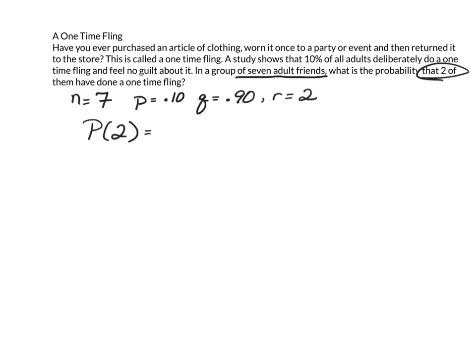So the probability that 2 of our 7 friends have committed a one-time fling is equal to 7C2 times 0.10 raised to the 2nd power times 0.90 raised to the 7 minus 2, or 5th power. Then we'll plug this into our calculator and we get 0.12, or 12%. Okay, thank you.